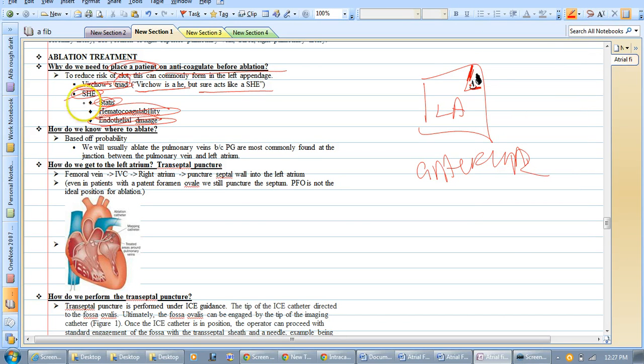All right, so now building off that question, something else EPs will get asked a lot is, how do you know where to ablate? Are you just going in and burning everything down? Obviously the answer is no. We're doing it off statistics and probabilities and things that we've learned about, right?